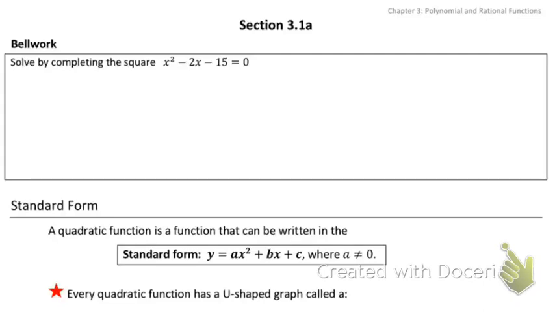Completing the square, you have to add something to both sides to keep things balanced, and let's just go through it. You should remember it after I do it. So we're going to go x squared minus 2x, and we're going to move the 15 to the other side. All right, now we're going to add something here so I can complete the square. Does anyone remember what we add there?